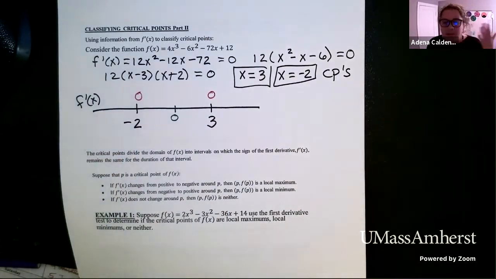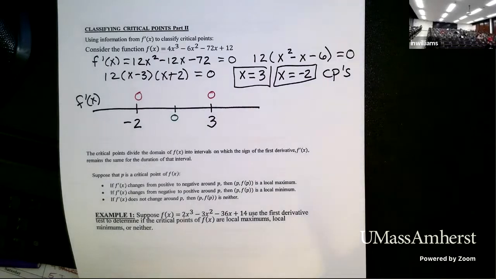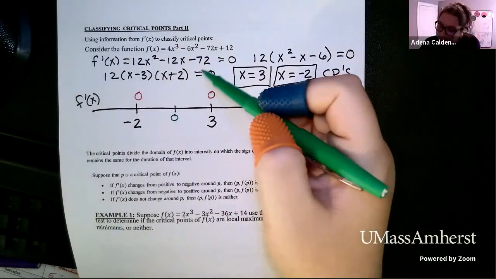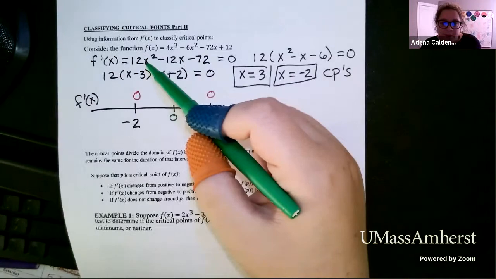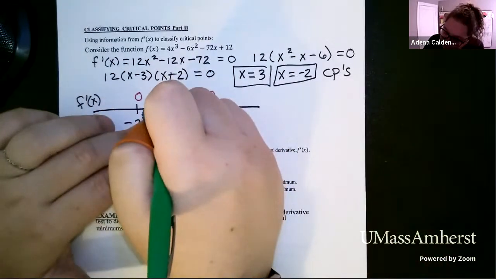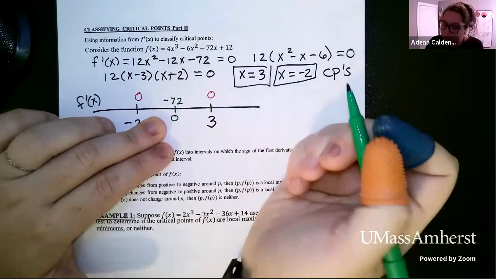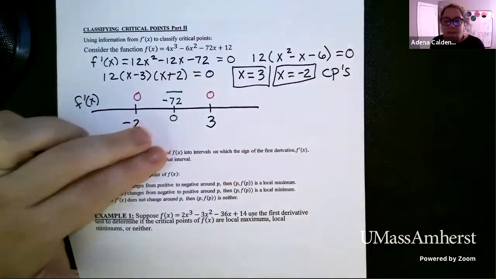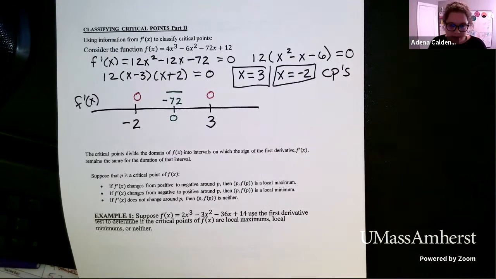I'm picking 0 because it's a point that's easy to plug into the derivative. But you could pick -1, +1. You want to pick something that's going to make the work easy. So if I plug 0 into my first derivative, I get 0 minus 0 minus 72. So I have minus 72 is the value, which is negative. So I'm going to put a negative on top of that.